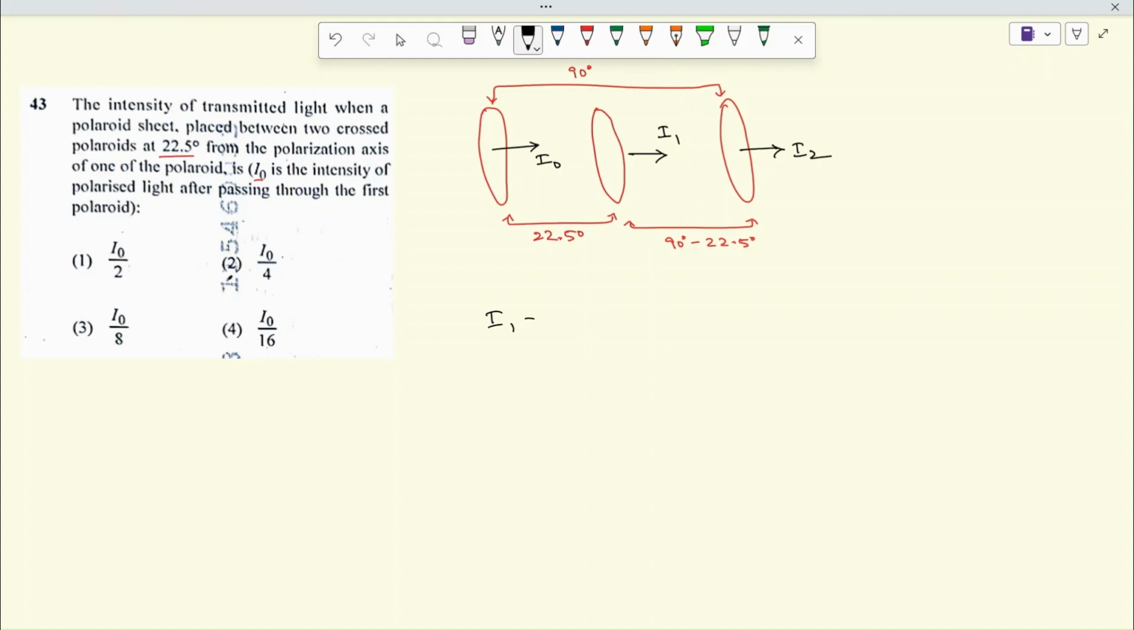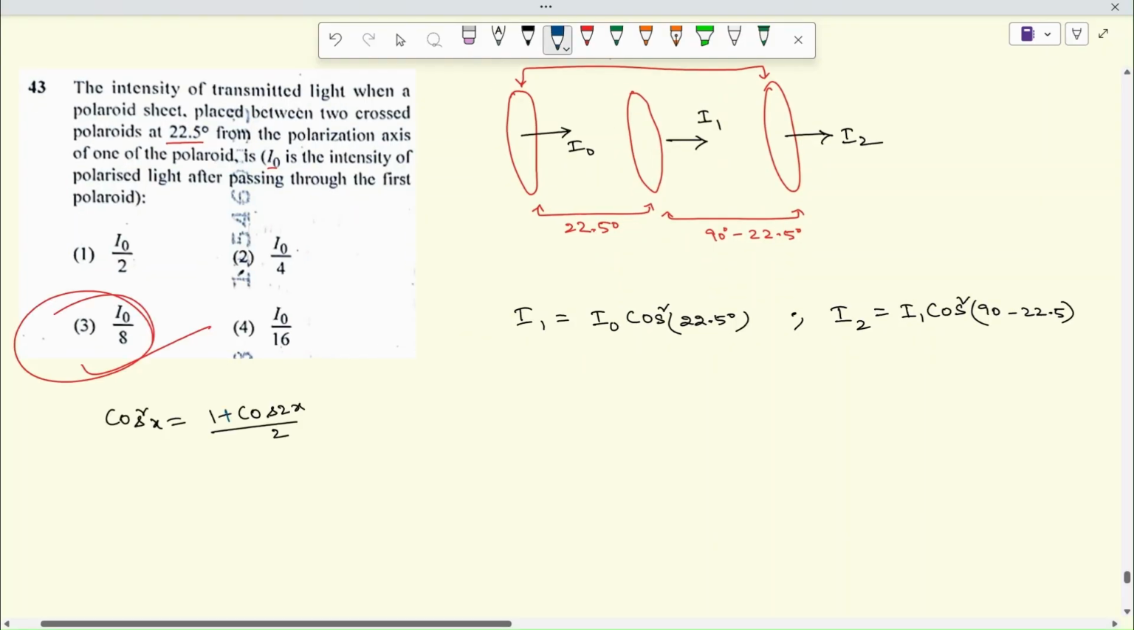So I1 is equal to how much? I naught into cos square 22.5, and I2 will be I1 into cos square 90 minus 22.5 degrees. Now you can write this one as I naught into cos square theta. It can be written as 1 plus cos 2 theta by 2. So which means 1 plus cos 2 theta is 45 by 2.